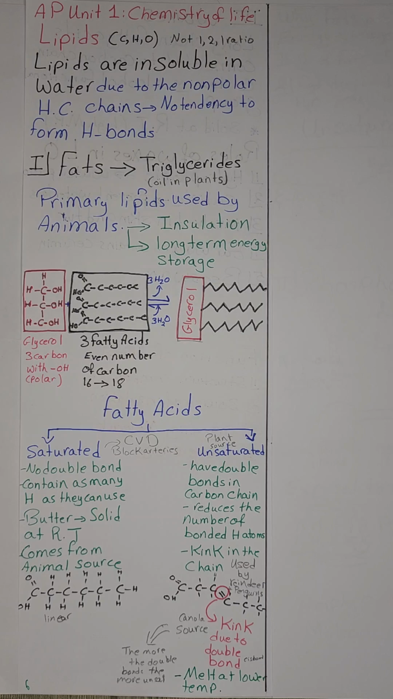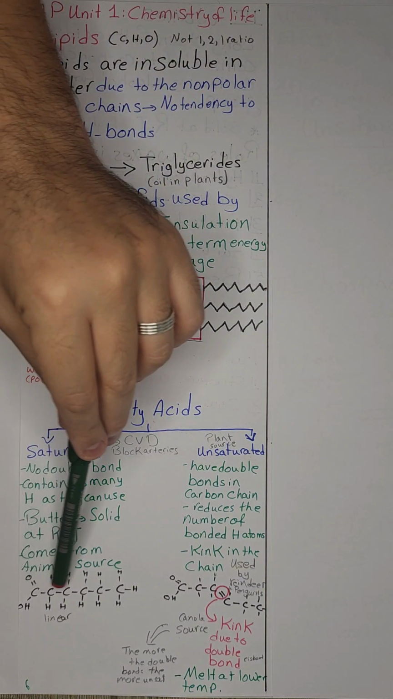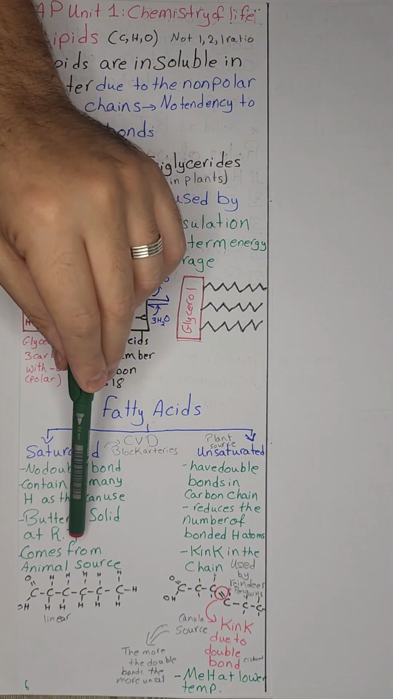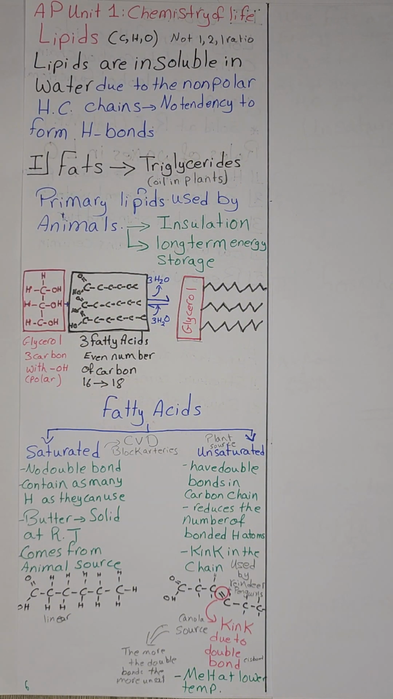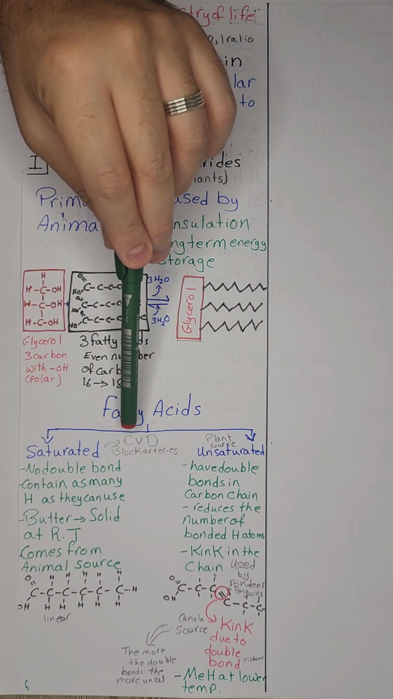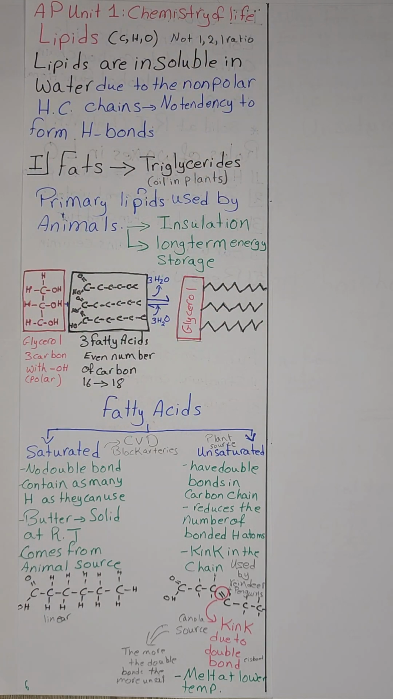They are saturated. And usually they are linear in their structure, which leaves them solid at room temperature, as in the case of butter. But unfortunately, saturated fatty acids cause many cardiovascular diseases.